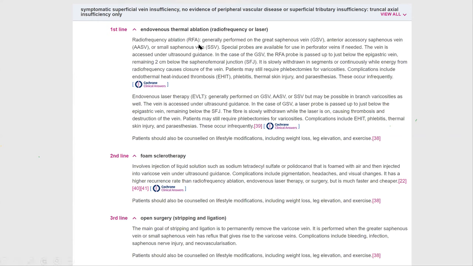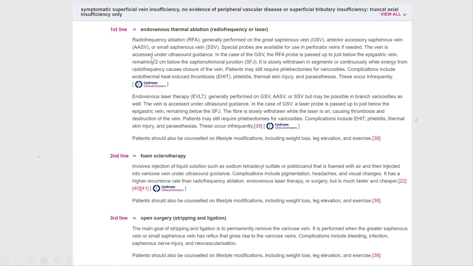Radiofrequency ablation, which is called endovenous thermal ablation, will be performed on the great saphenous vein or small saphenous vein. Endovenous laser therapy is generally performed on the great or short saphenous vein, but may be possible in branch varicosities as well. The vein is accessed under ultrasound, and a laser probe is passed up to just below the epigastric vein, remaining below the saphenofemoral junction. This is not needed, but just to know, this is the first line for truncal insufficiency only.